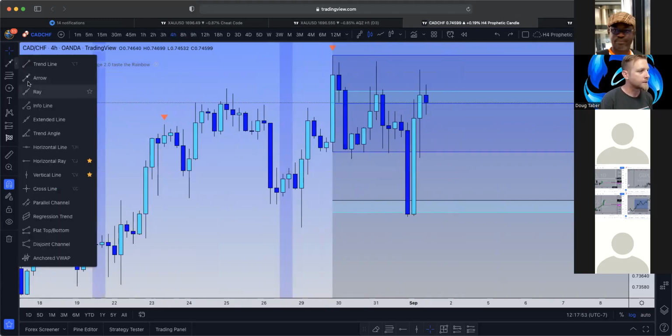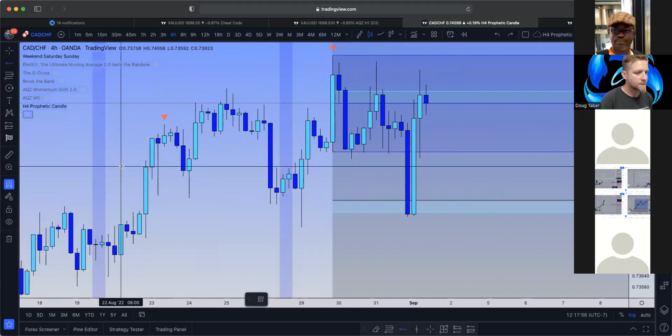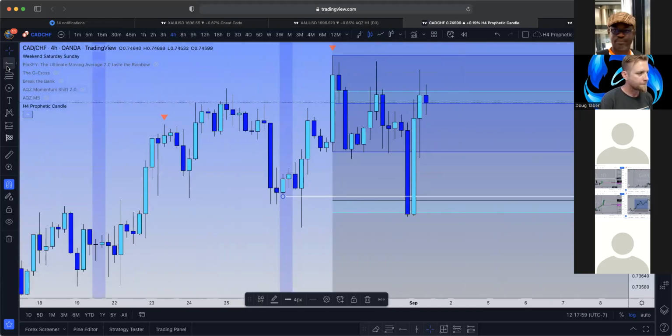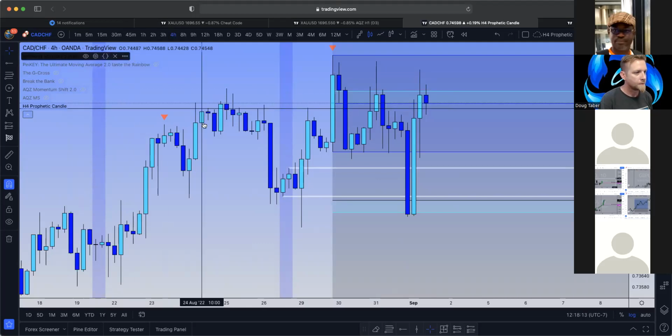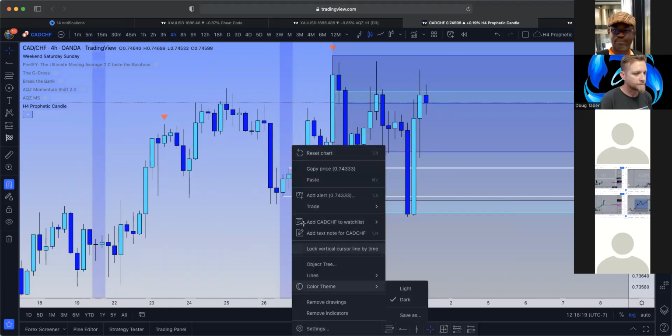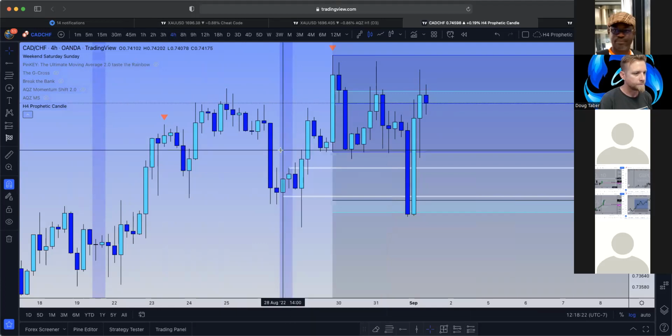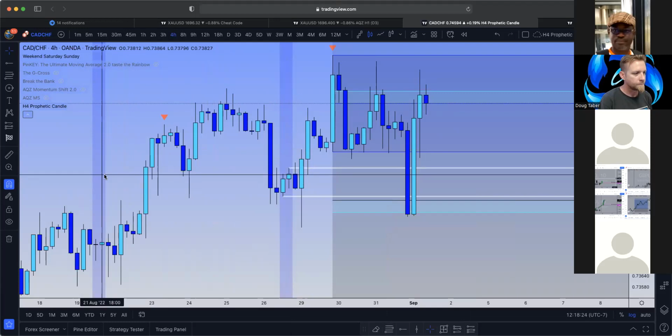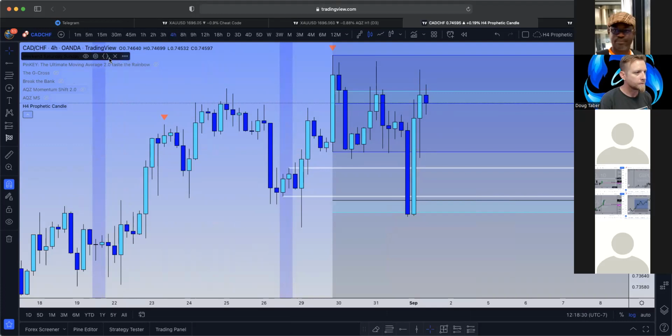But the week opened here on the Canadian Swiss, had our 2-hour zone to start off the week here. This indicator is called the weekend Saturday Sunday. And let's see if I can open it. It won't let me go into the settings of that indicator right now at the moment. Anyways, it's a nice indicator.